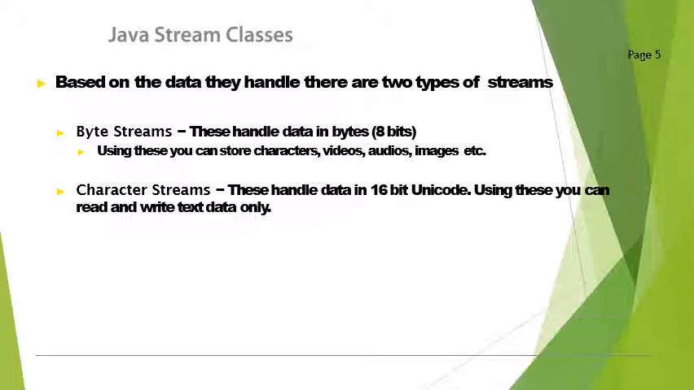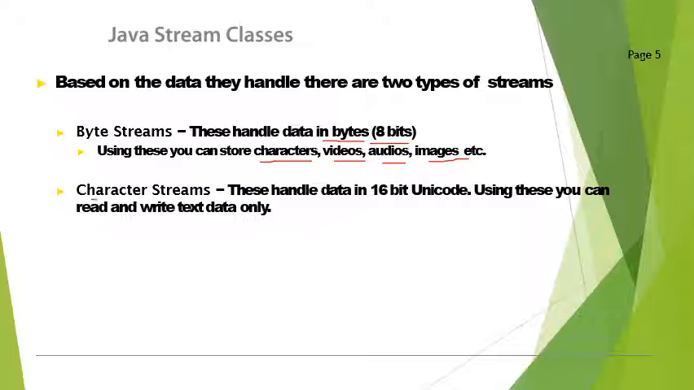Based on the data they handle, we can divide stream classes into two: byte streams and character streams. Byte streams use 8 bits. That is, a byte stream handles 8 bits, or a single byte, of data for transferring or communication. Byte streams can store characters, videos, audios, and images. Anything you can store in byte stream classes.